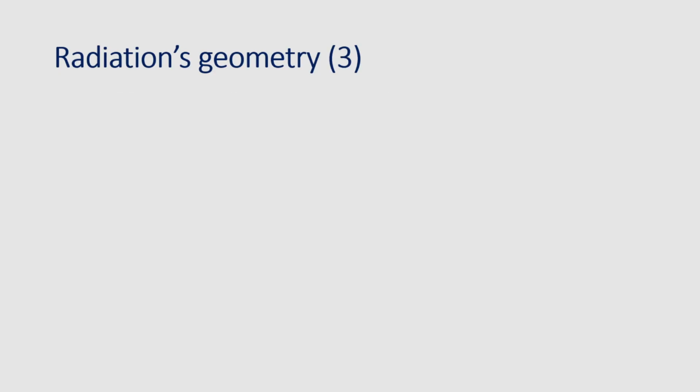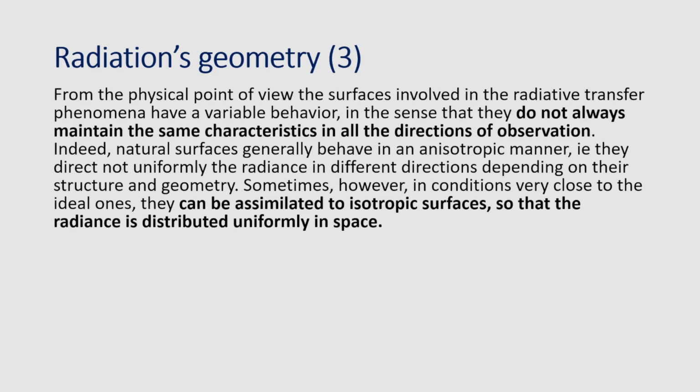Radiation's geometry. 3. From the physical point of view, the surfaces involved in the radiative transfer phenomena have a variable behavior, in the sense that they do not always maintain the same characteristics in all the directions of observation. Indeed, natural surfaces generally behave in an anisotropic manner, i.e. they direct the radiance not uniformly in different directions depending on their structure and geometry. Sometimes, however, in conditions very close to the ideal ones, they can be assimilated to isotropic surfaces, so that the radiance is distributed uniformly in space.